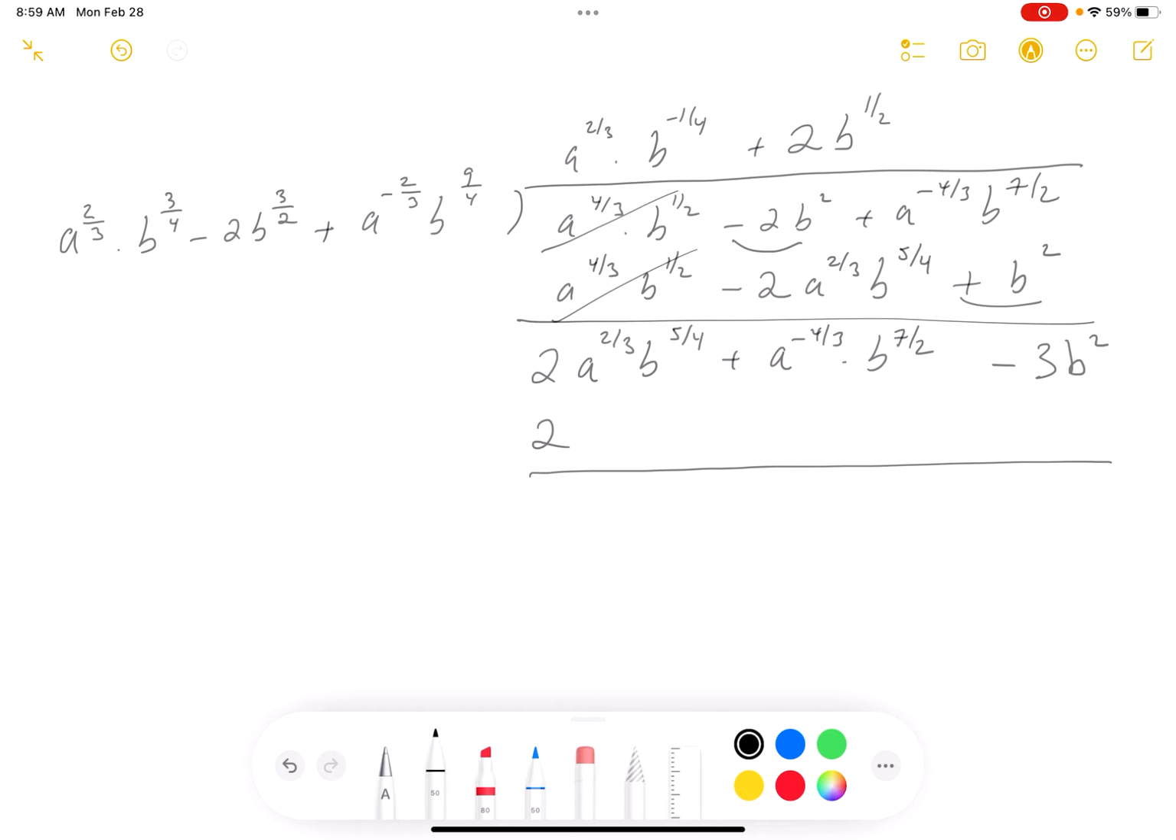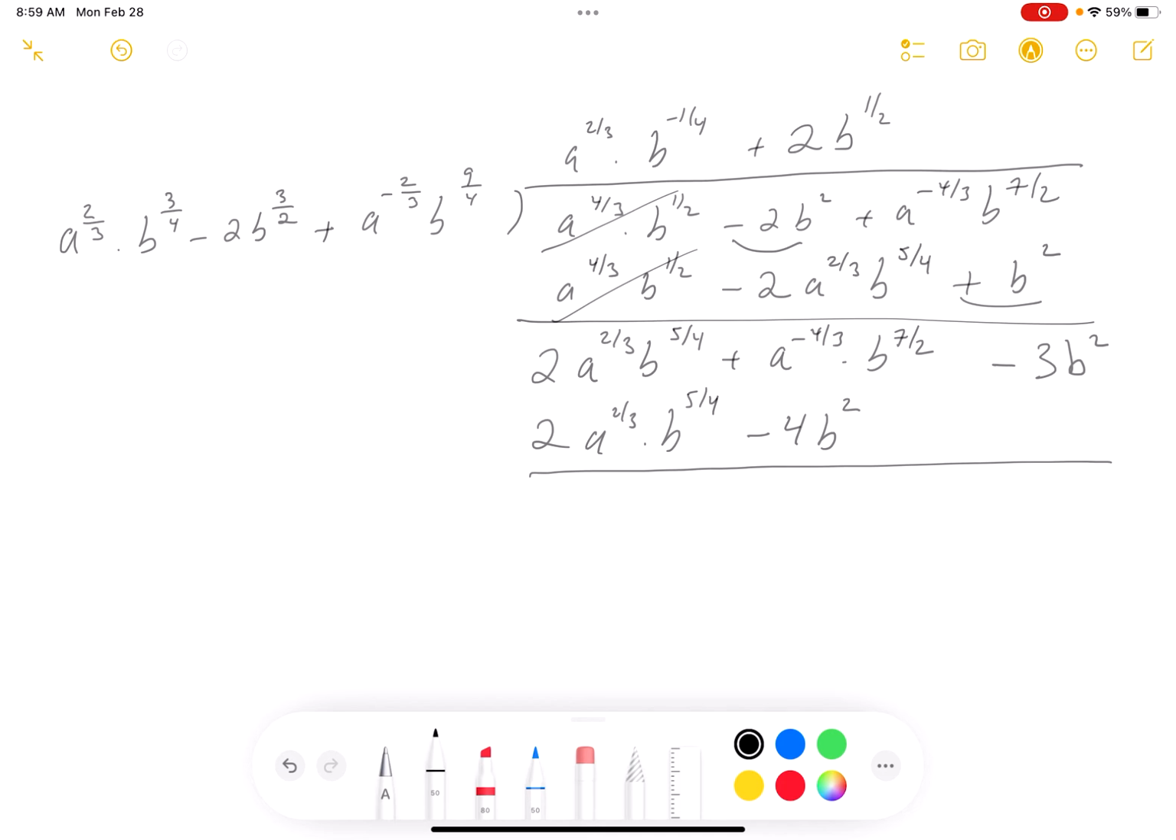Let's see, you can get a to the 2/3. And then you're going to get b to the, let's see, 1/2 is 2/4. That's 5/4. That's a good match. Let's keep going. It's going to be minus 4. Well, b to the 3/2, b to the 1/2 is b to the 4/2. And that'll be b squared.